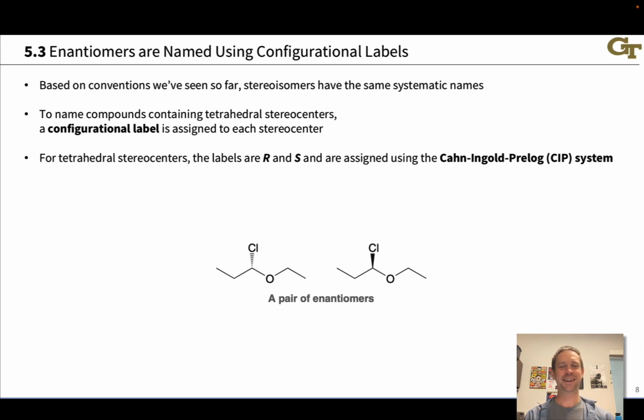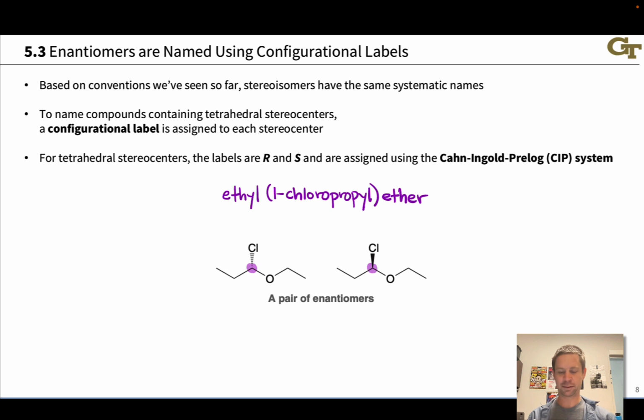For example, here on the slide, we have a pair of enantiomers, and we can tell they're enantiomers because we have one tetrahedral stereocenter with a difference in configuration, an implied wedged H here, and the Cl change places to generate this structure with the Cl on a wedge and the implied H on a dash. So these are enantiomers, but they have the same systematic or IUPAC name, right?